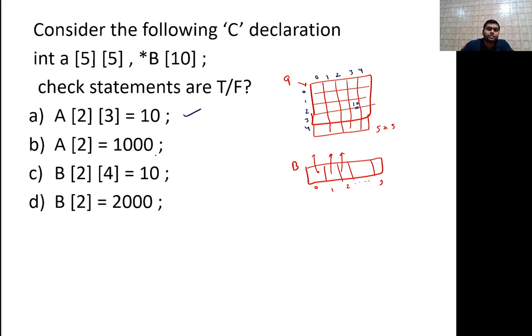Now next is A of 2 equals 1000. A is a 2D array, and what does it mean to refer to A of 2? A single dimension does not exist, because it is a 2-dimensional array. It means you are changing its address in some sort.